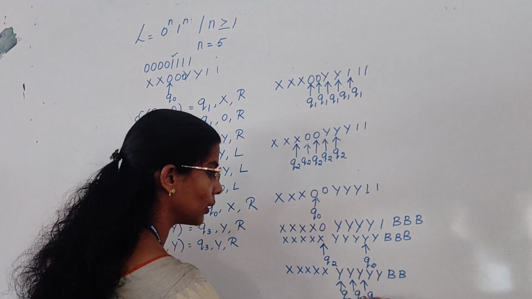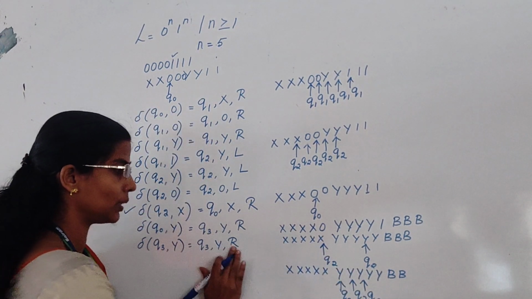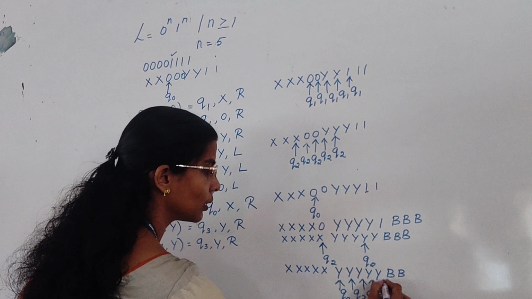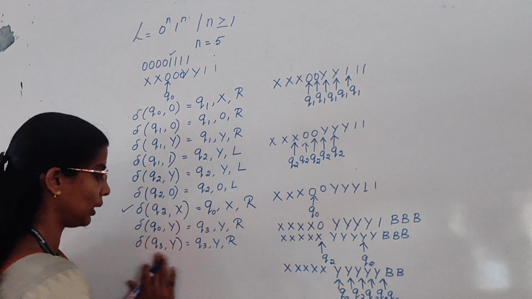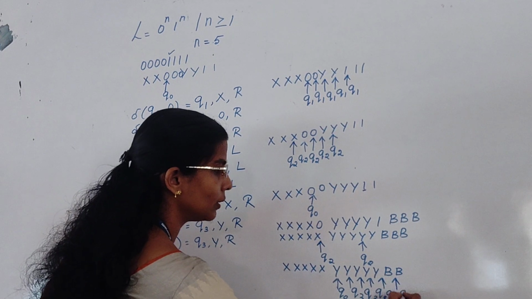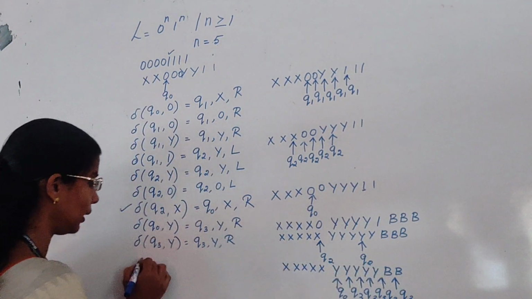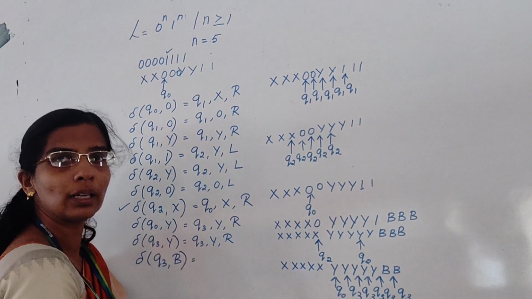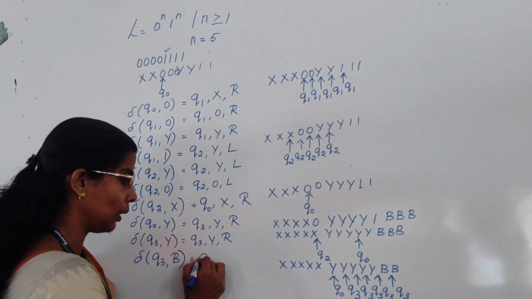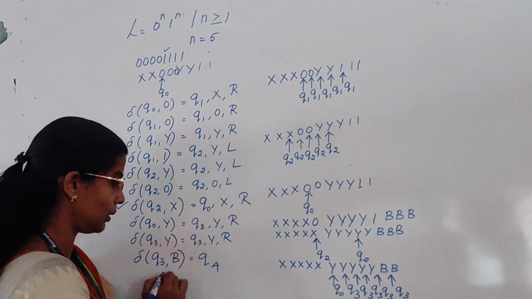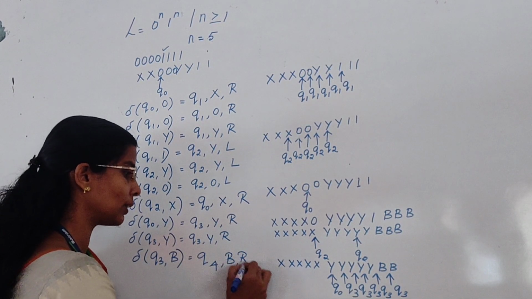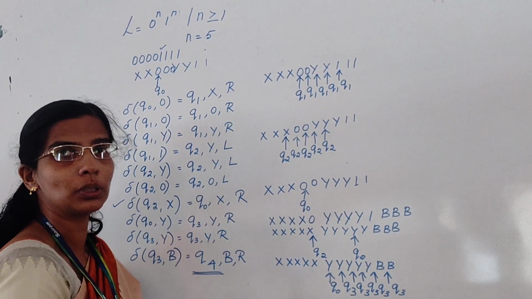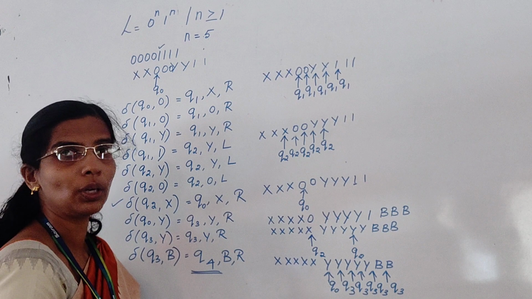It is Q3 comma Y again, just travel right. Q3 comma Y, travel right. Q3 comma Y, travel right. Now Q3 is reading blank. When Q3 is reading blank, make it the final state, blank remains the same, and mark the read-write head direction as right. This is the final state of your Turing machine.